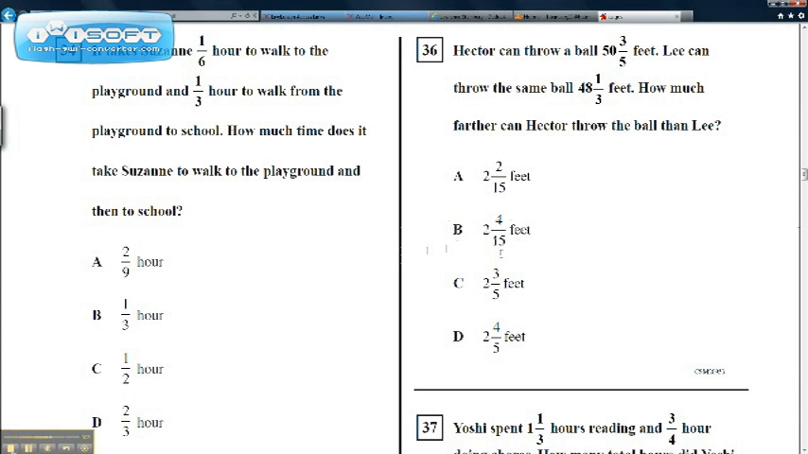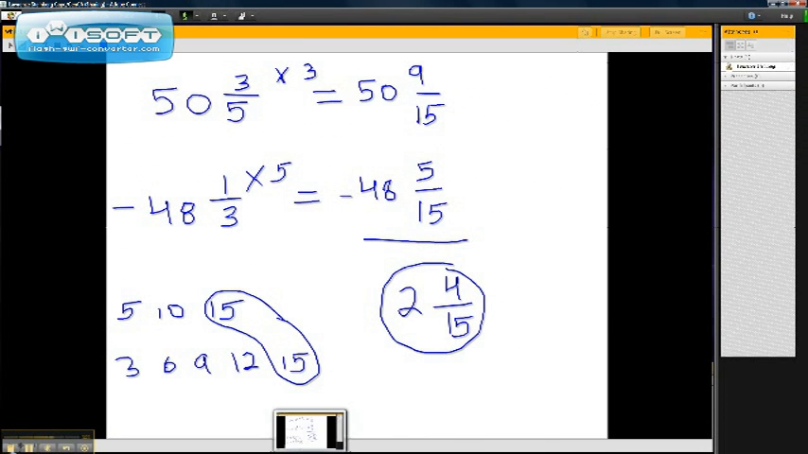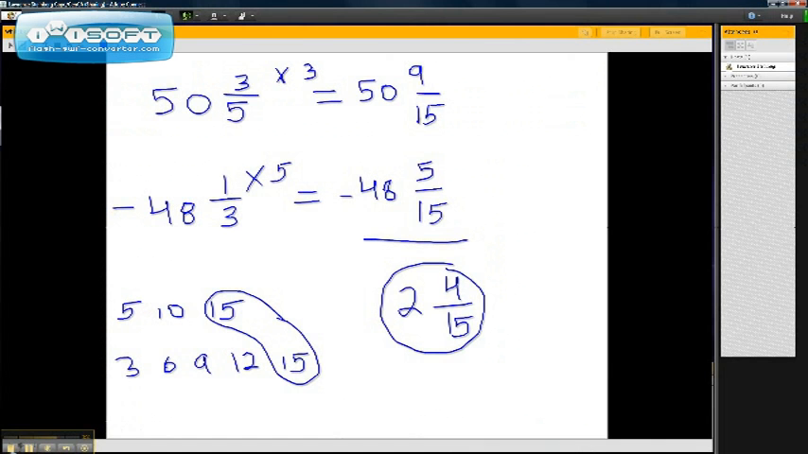If you look back at the question, once you found your common denominator, that will help you eliminate at least choices C and D. So then you're dealing with either A or B. So at least you've narrowed it down to 2. Then from there, if you continue with the process, you'll eventually reach 2 and 4/15 feet. F T for short.